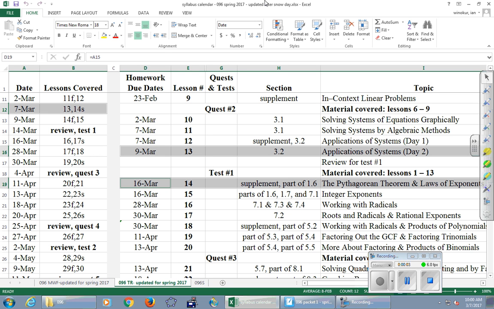Okay, welcome back. Happy Tuesday. Today is March the 7th. We're going to cover lesson 13 in its entirety, and we are going to start lesson 14.